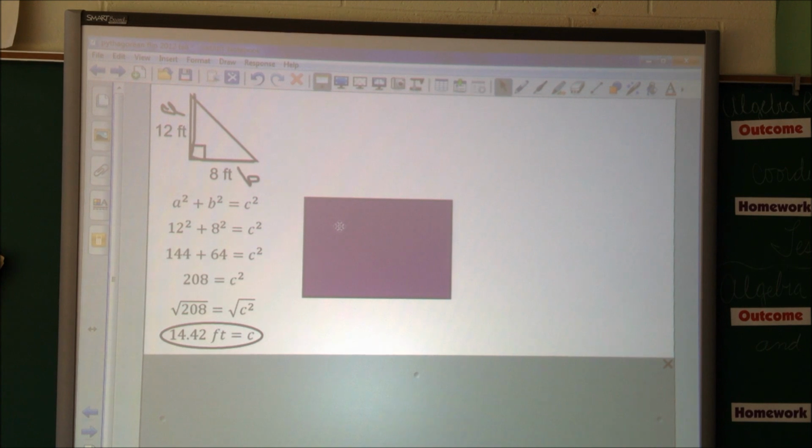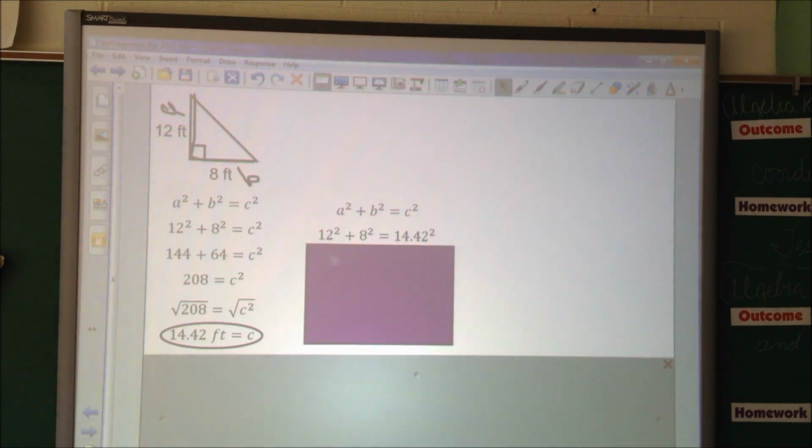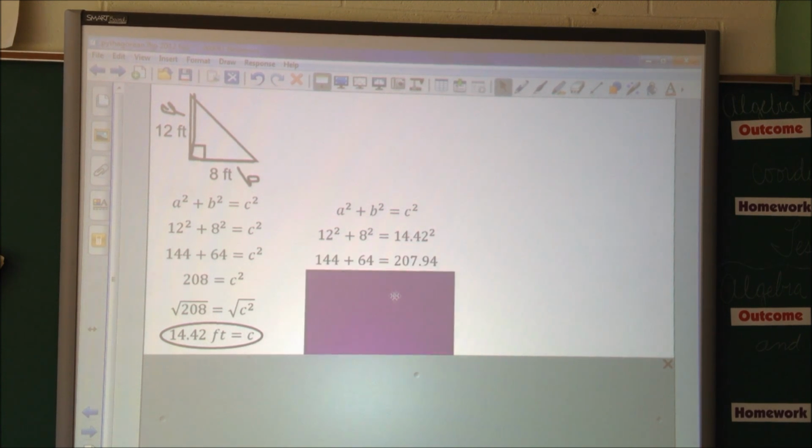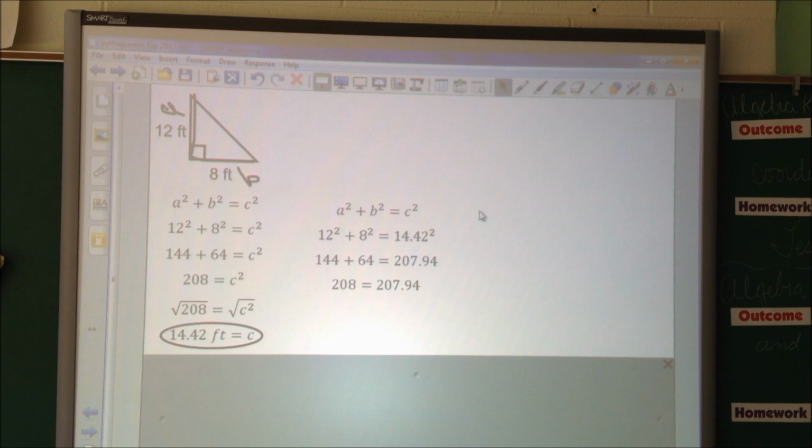Remember, I want you to check it. You just did all that work. Let's make sure our answer is right. So I write my formula again, plug in my values, the 12, the 8, 14.42, square them all up, add them together, and I get 208 is equal to 207.94. Now, it is not exactly right because over here I rounded. So it's not exactly correct, but it's very, very close, so that tells me I'm correct.